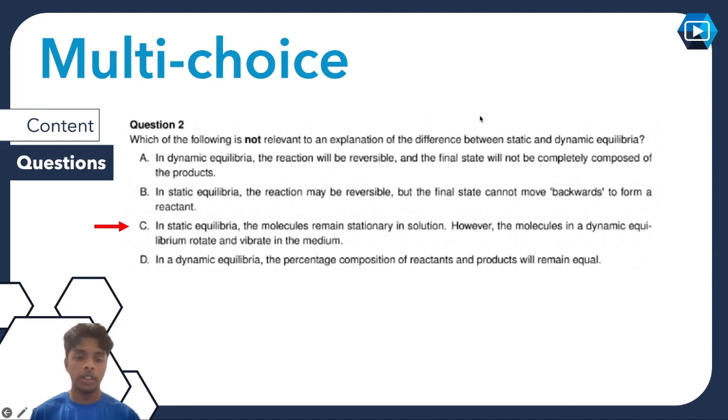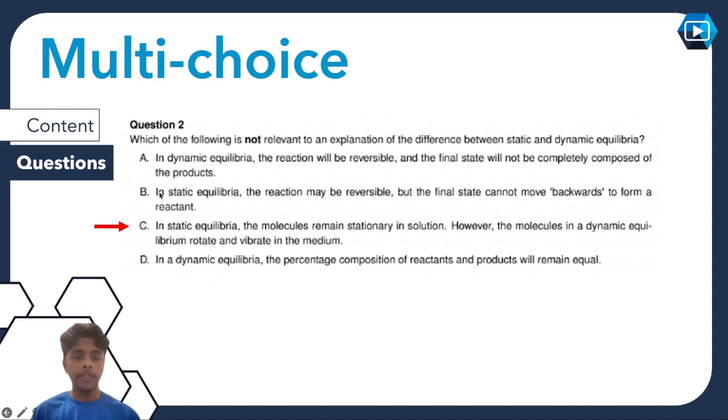So it's important with this question to check that it's asking which is not relevant to an explanation of the difference between static and dynamic equilibria. So let's have a look at the rest of the answers. So in dynamic equilibria, the reaction will be reversible, and the final state will not be completely composed of products. So that's a pretty good and relevant explanation of the difference between static and dynamic equilibria, because for static equilibria, in most cases, the final state will be composed fully of products, because it's essentially a reaction that has gone to completion. So I would say A is a pretty good or a relevant explanation, therefore not our answer.